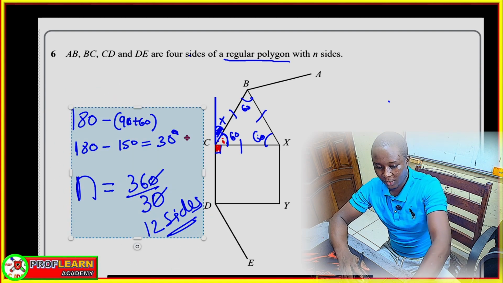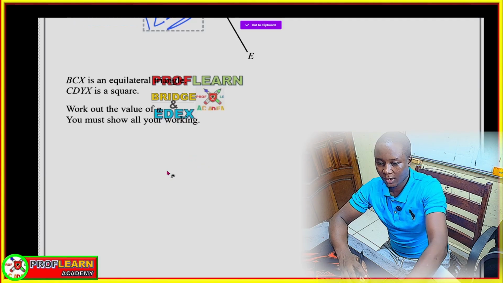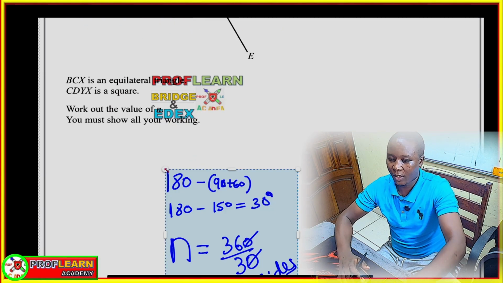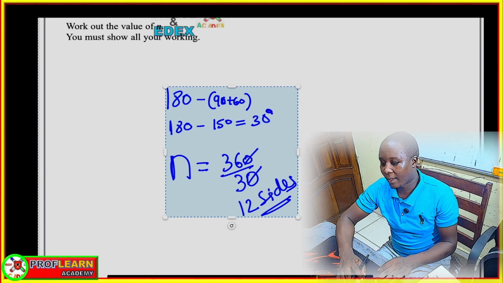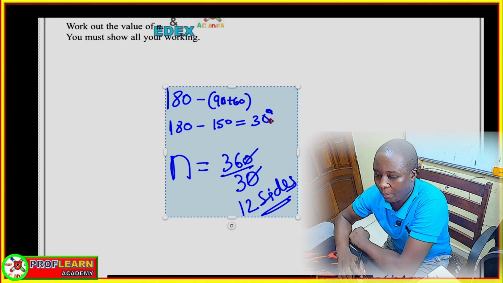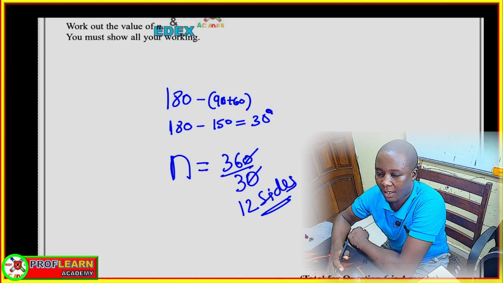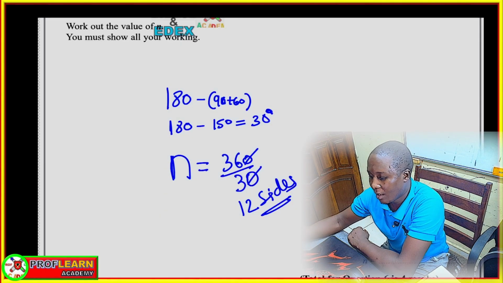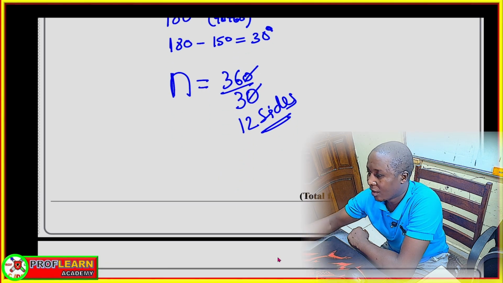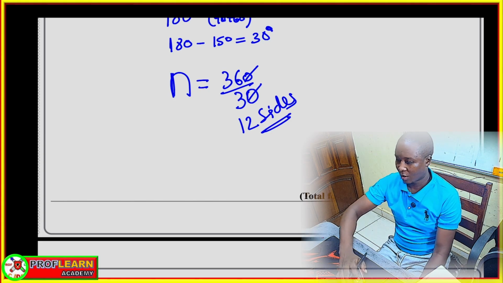Let me just transfer this down so that when you are checking my Patreon page to download this PDF that I'm working out here, you can access it. So n is 12. So we're going to say here, this is 12. N is 12.